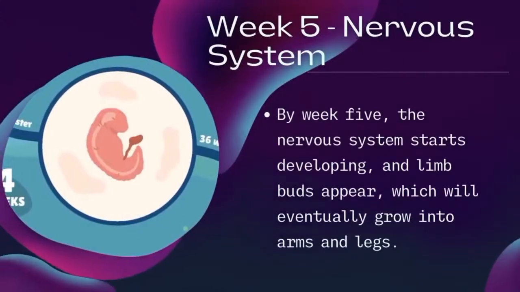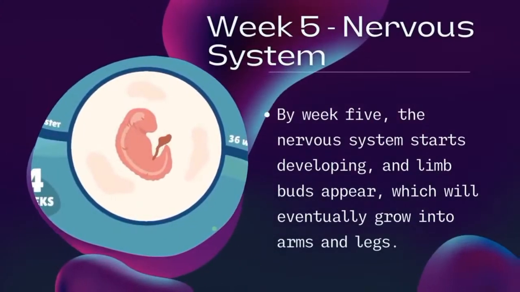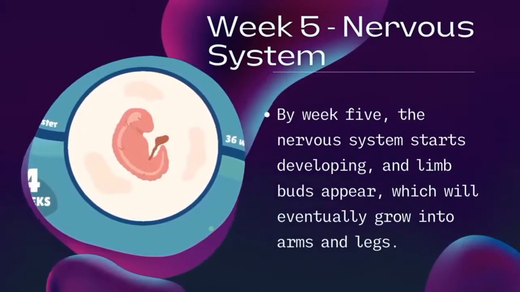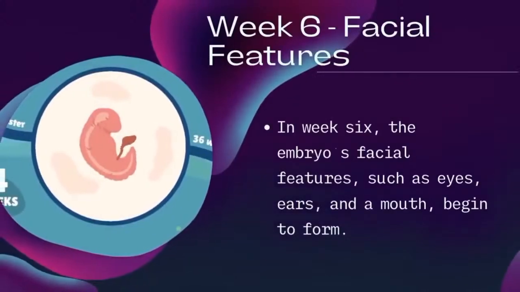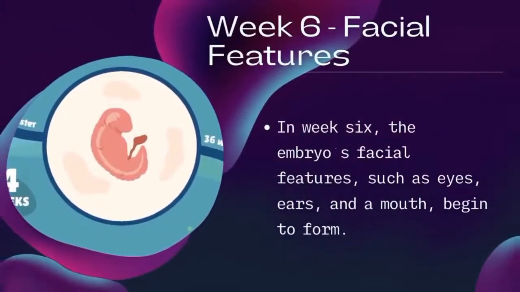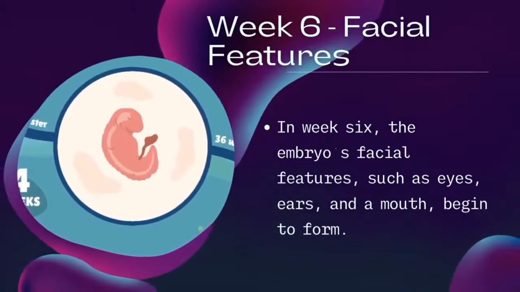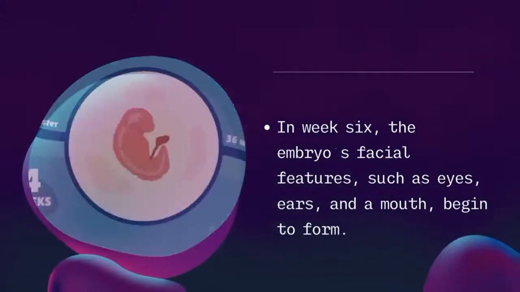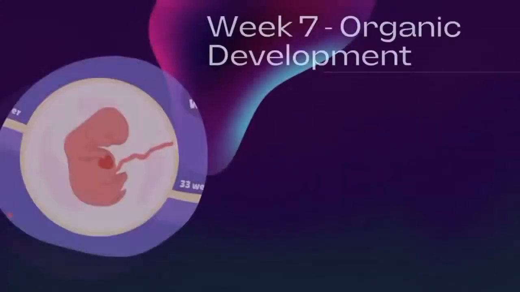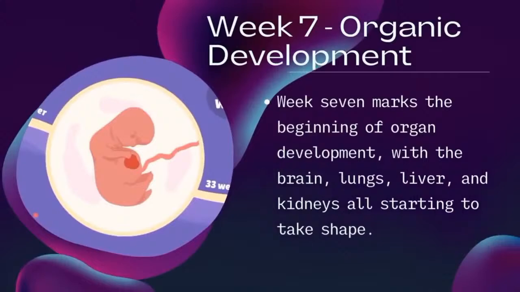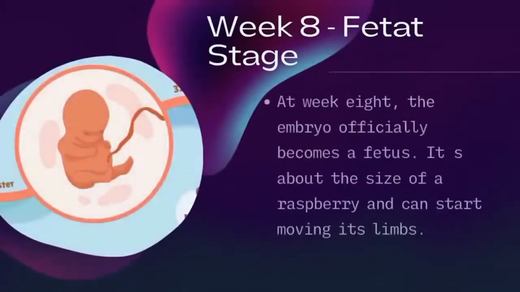Week 5, Nervous System. By week 5, the nervous system starts developing, and limb buds appear, which will eventually grow into arms and legs. Week 6, Facial Features. In week 6, the embryo's facial features, such as eyes, ears, and a mouth, begin to form. Week 7, Organ Development. Week 7 marks the beginning of organ development, with the brain, lungs, liver, and kidneys all starting to take shape.